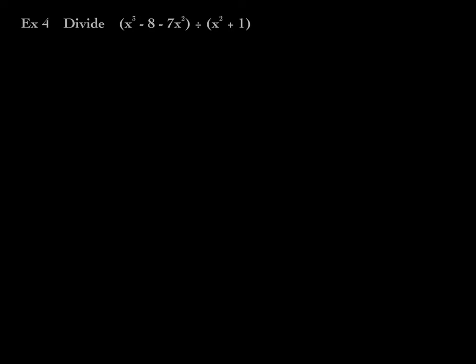All right, check out this next problem. You have a cubic polynomial, actually it's a cubic trinomial, being divided by a quadratic binomial. All right, so let's set this up. Notice that your dividend is out of order. It's degree 3 and then degree 0 and then up to degree 2. That's silly.